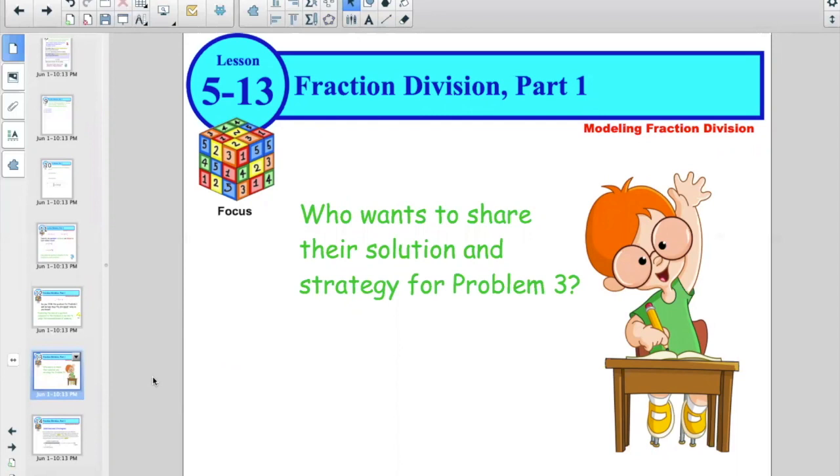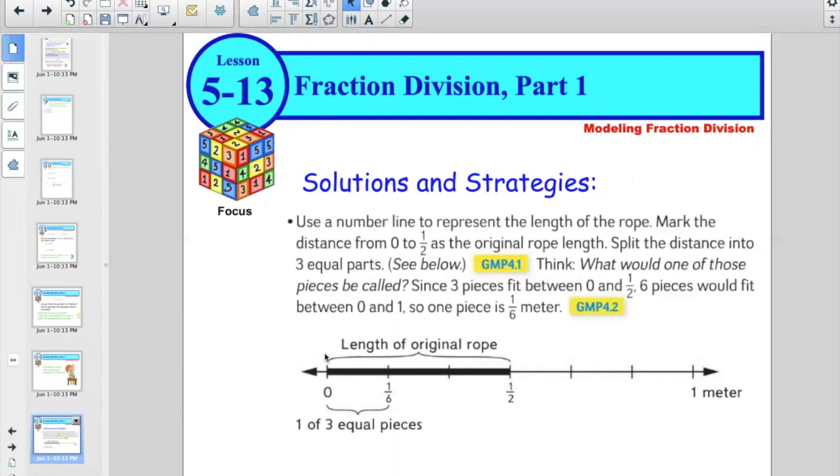Okay, so let's think about some solutions to problem 3. Here's a number line. We're going to represent the length of the rope first at 1/2 meter. But since we're dividing it by 3, we're going to break that up into 3 equal pieces. What would one of those pieces be called? Well, there's 3 pieces that make up 1/2. So there'd be 3 more pieces that make up another half to get a whole meter. So each piece would be 1/6 of a meter because you would need 6 of them to make the whole meter.